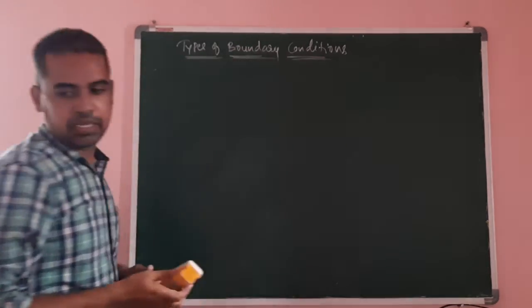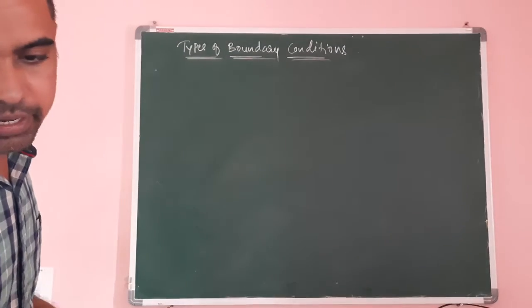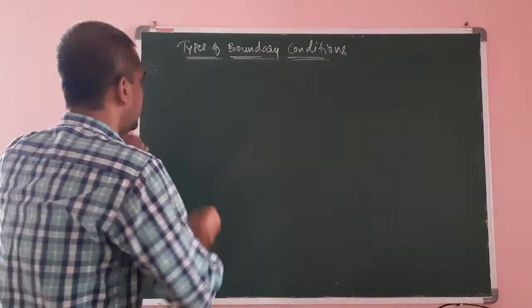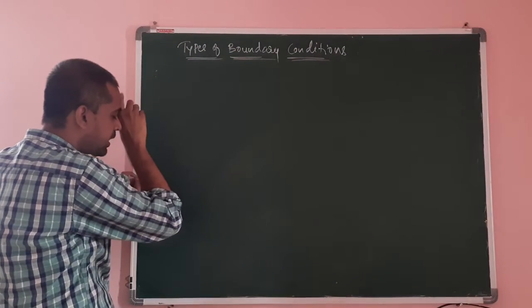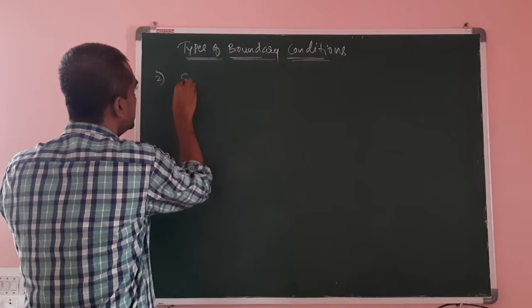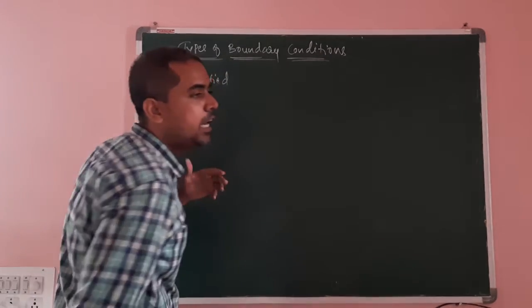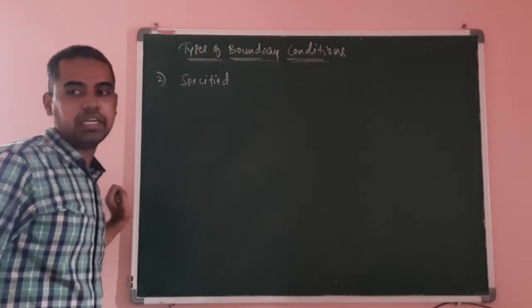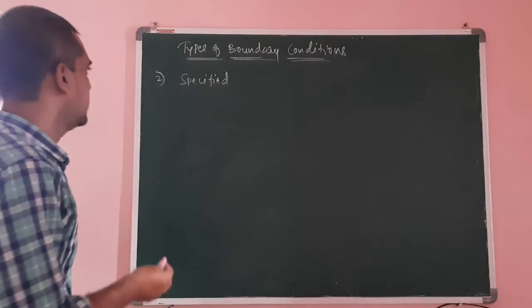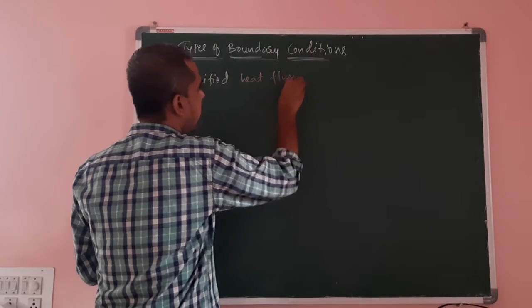Second type of boundary condition: heat flux. The specified temperature boundary condition is also called the first kind of boundary condition. The second one is specified heat flux. What is heat flux? Heat flux is nothing but heat transfer per unit area. Okay, specified heat flux boundary condition.